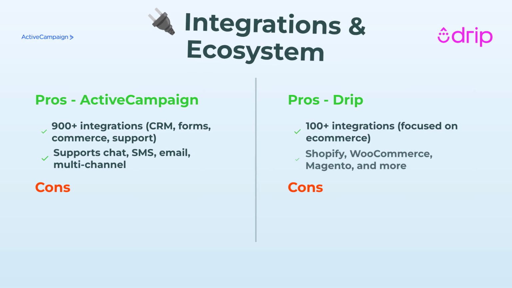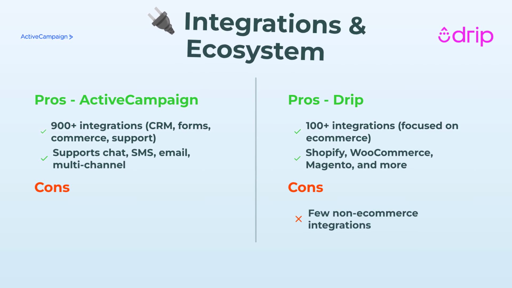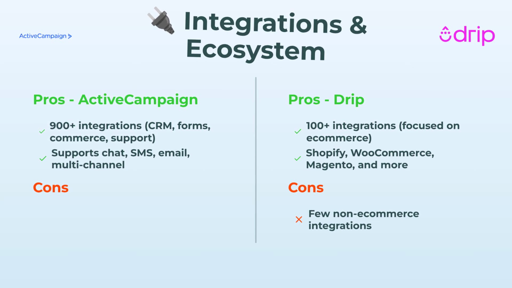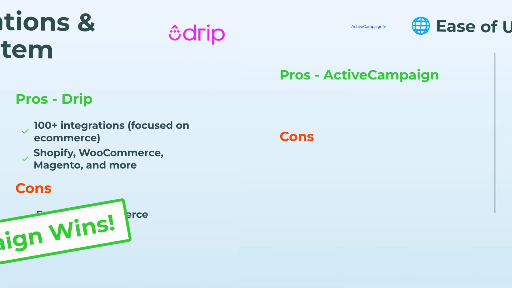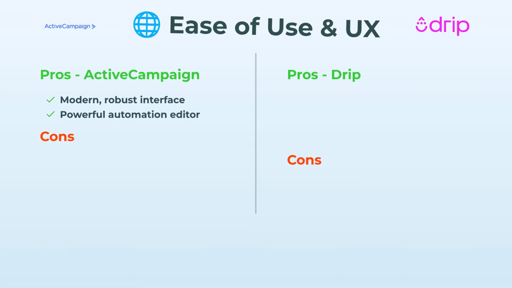Drip, on the other hand, gears its integrations specifically for e-commerce. You're looking at about 100 options. Shopify, WooCommerce, all the big guns. But if you need something outside e-commerce, kind of slim pickings. So for integrations, ActiveCampaign wins. Hands down, more versatile. And finally, ease of use and user experience.